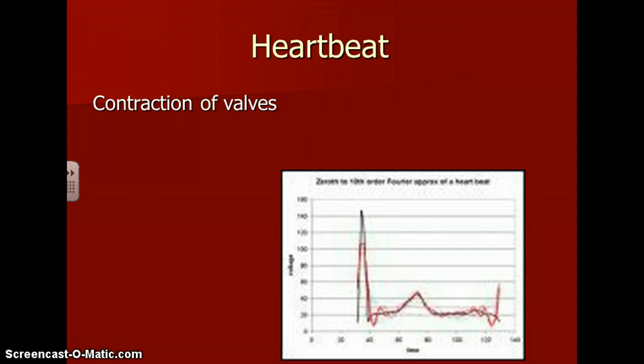Your heartbeat is just a contraction of valves, and we're going to look at that a little more closely in a couple minutes.